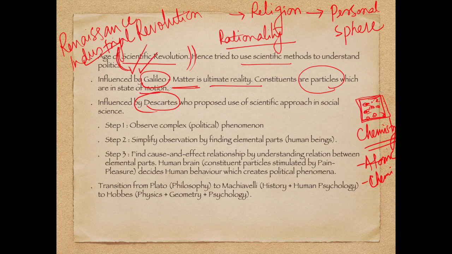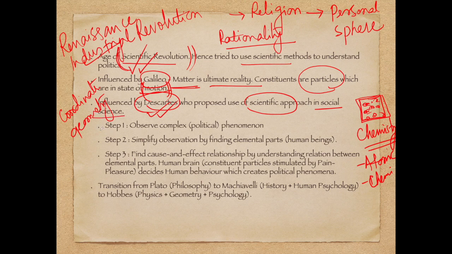Okay, the other mathematician who influenced Hobbes was Rene Descartes. You must be knowing him. For people who have read coordinate geometry, you must have come across his name. Now he proposed 3 steps for using the scientific approach in social science. We all tend to think that physics, chemistry, maths are meant to be a separate science stream, and arts is a separate stream. Well, that's actually a misnomer, because Rene Descartes proposed this scientific method for social sciences.